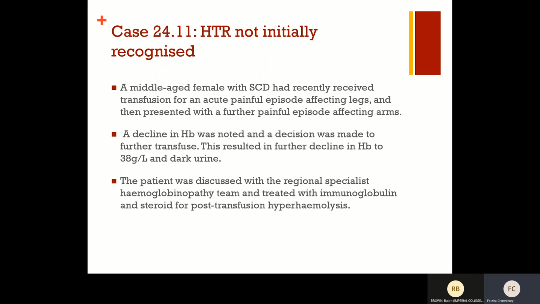So the next case is of a hemolytic transfusion reaction which wasn't initially recognised, and it's a middle-aged lady with sickle cell who received a transfusion for acute painful crisis affecting her arms. A drop in the hemoglobin was noted and a decision was made to transfuse further, and this resulted in a decline in the hemoglobin to 38 grams per litre and dark urine. The patient was discussed with the regional specialist hemoglobinopathy team and treated with immunoglobulin and steroids post-transfusion for post-transfusion hyperhaemolysis.